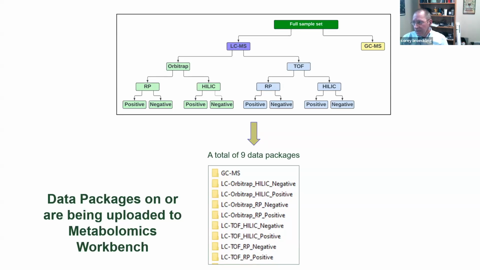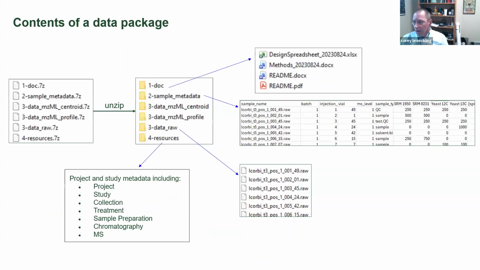And the GCMS data is up there currently. I think the Orbitrap data is uploaded, but the package isn't quite available. And the LC-TOF data, I think, are currently being uploaded. So we're really close to having all of the data released in its raw form. The data package is outlined here.